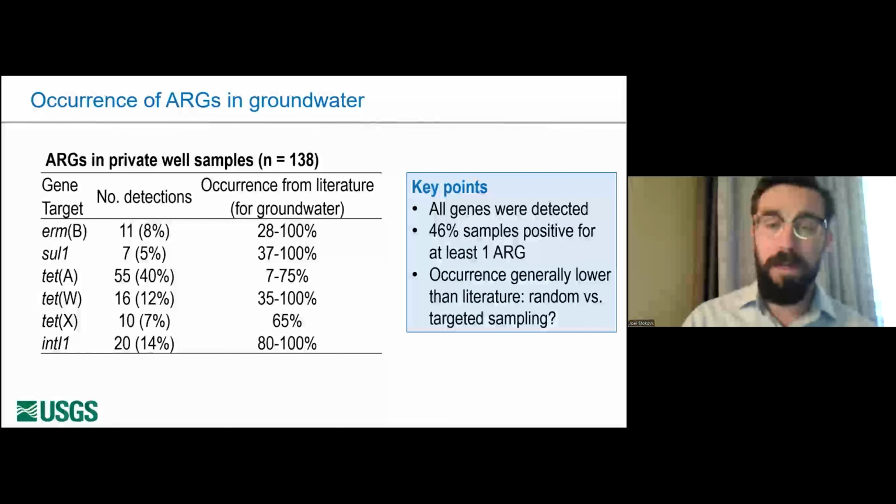The third column of the table shows occurrence values from other studies in the literature for groundwater. And in general, the percentage of samples positive that we saw was on the lower end of ranges of what has been previously reported. There are a lot of potential explanations for why that might be. The one that I want to point out relates to our study design and objective, and that is we were randomly selecting wells, as opposed to many of these previous studies, which were sampling groundwater near sources that they suspected would be contributing these contaminants.